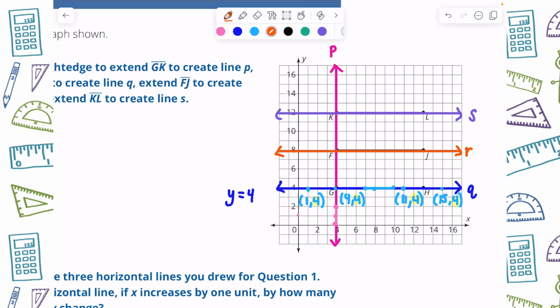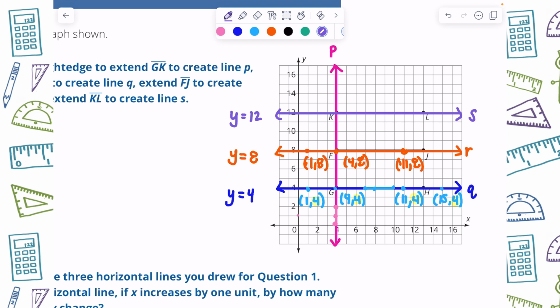So if we look at line R, again, we can pick points on line R. If we pick this point, that is the point 1, 8. We pick another point, let's do this one. That would be the point 4, 8. And let's do one more, let's pick this one. So that would be the point 11, 8. Again, hopefully you can see the y values are all the same. So this is going to be the equation y equals 8. So going with that, hopefully you can see that line S would be the equation y equals 12. So any horizontal line is going to be y equals a number.